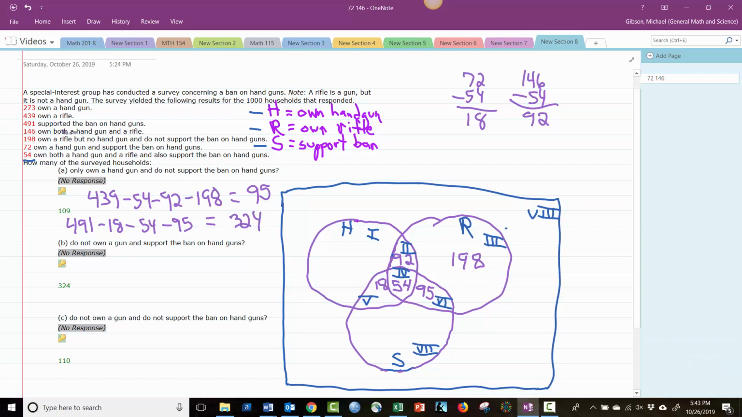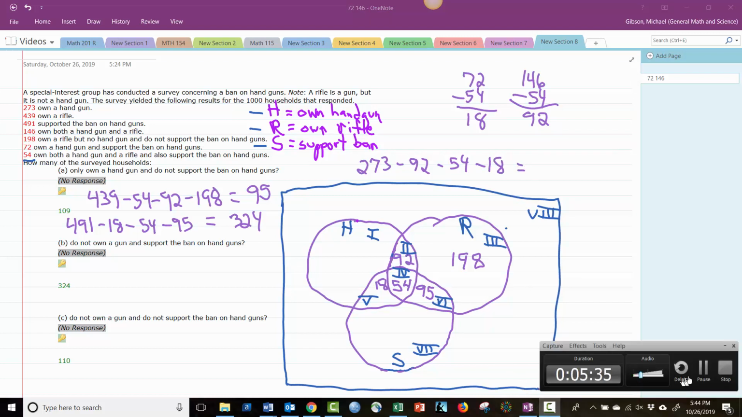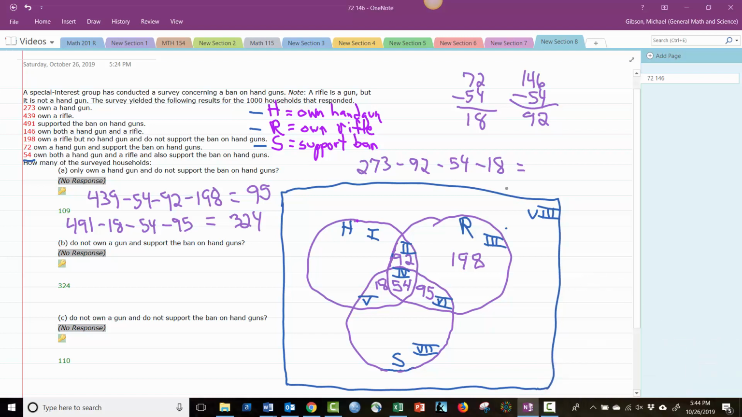Okay, so let's keep moving. So the last one we've got now is own a handgun at 273. We've got the same thing. The big handgun circle has 4 pieces to it. We've got 3 of them. We're missing the 4th one. So let's just go ahead and do the subtraction. So it's 273 on a handgun minus the numbers in the other 3 categories, 92, 54, and 18. And that one equals 109.